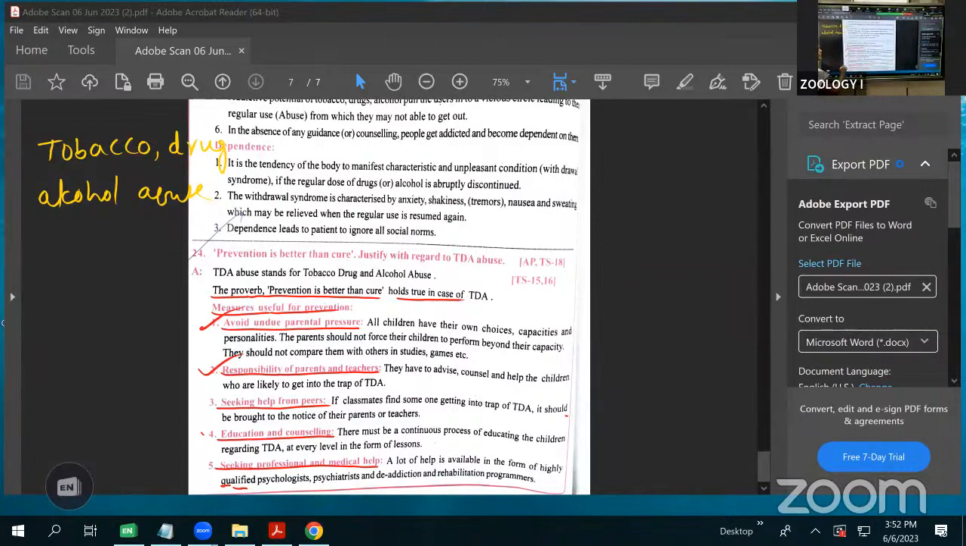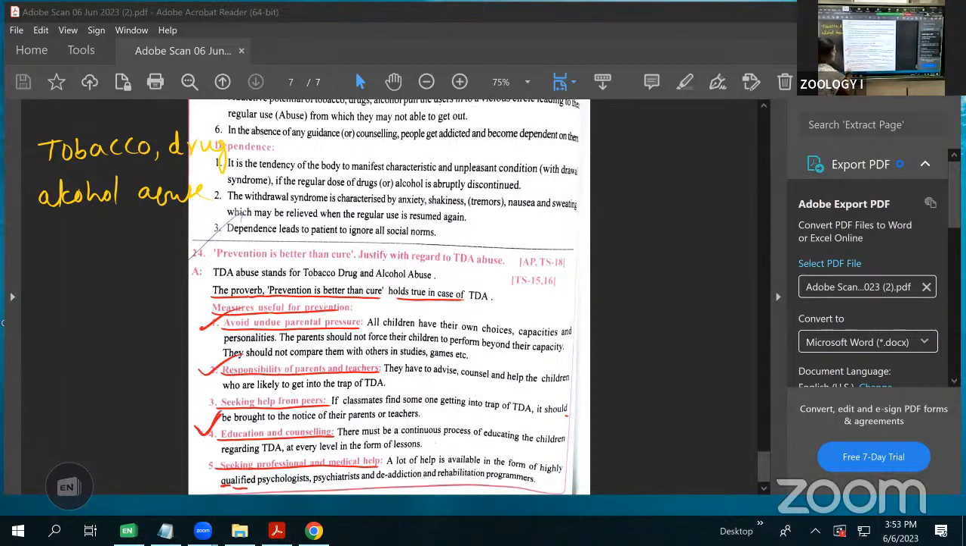Next is education and counseling. Continuously, we are giving teenagers, in the adolescence age, the knowledge; we are educating the children every time. At every level, in the form of lessons, we tell about TDA, what the effects of TDA are, and we guide the students. That is about education and counseling.